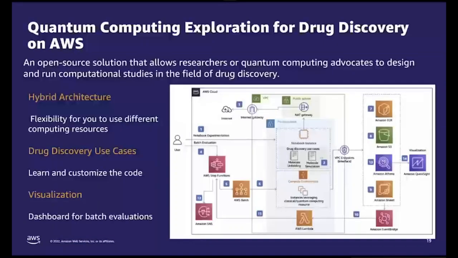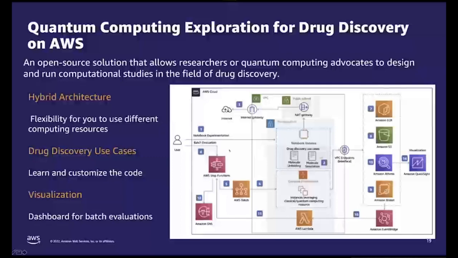Okay. So actually, since Pen has just given you the link, I will give a brief talk about this open source solution. You can always find it in our GitHub solution library. It's an open source solution that allows researchers and quantum computing enthusiasts, just like you guys, to design and run computational studies in the field of drug discovery. As you can imagine, Amazon Braket is just one of many AWS services, so it's important to integrate Amazon Braket to build some powerful solutions in the cloud.